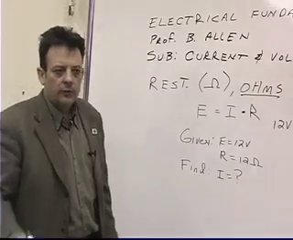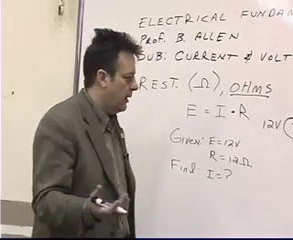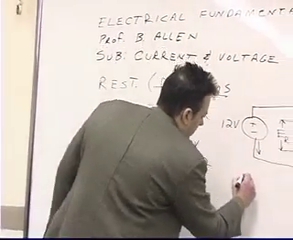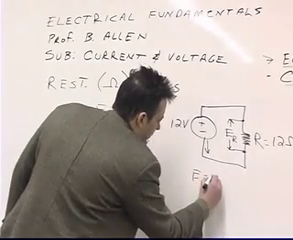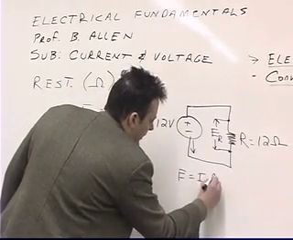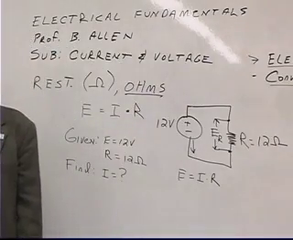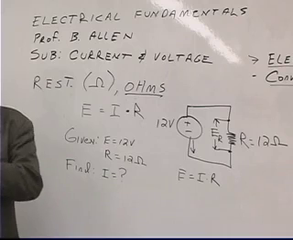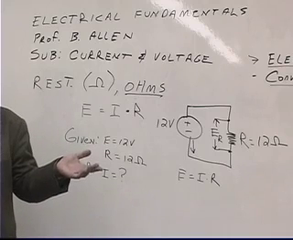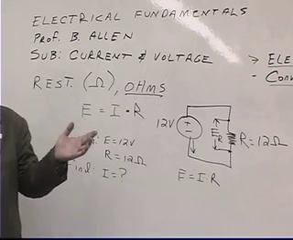For those of you that haven't had algebra in a while, we write the equation: voltage is equal to current multiplied by resistance, and then what we want to do is isolate the variable current. Isolate meaning get it alone, or get it on the left-hand side of the equal sign.